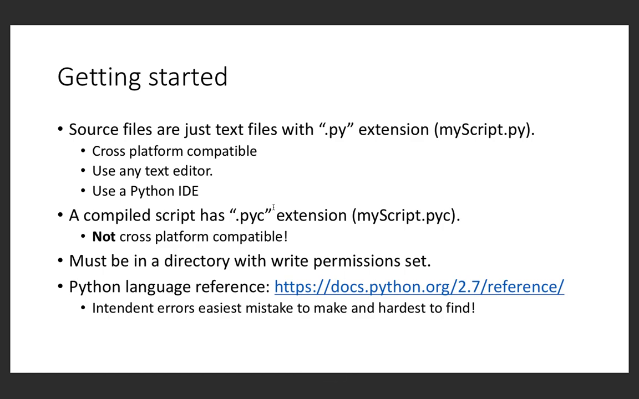So let's get started. Source files or script files are just text files with a .py extension, which stands for Python. So for example, myscript.py. Python files, the .py files, are cross-platform compatible. You can create one on your Mac and take it to your Windows and vice versa. You can edit them with any text editor, or you can use a Python integrated development environment that is designed to work with Python files.